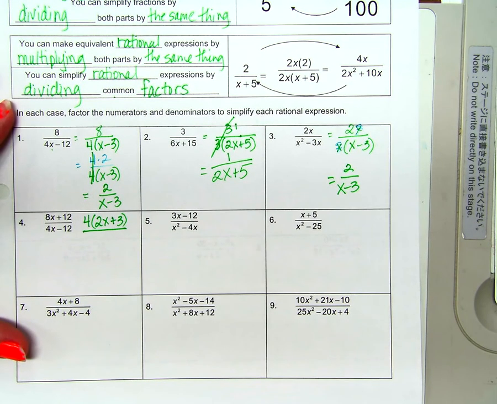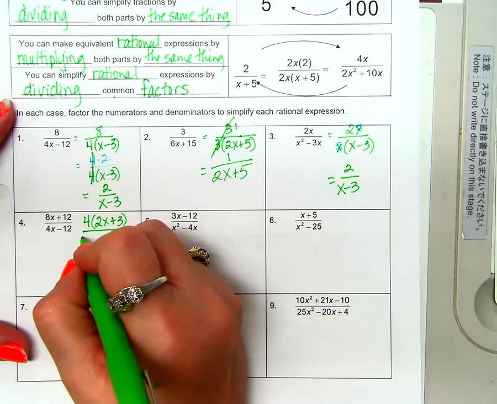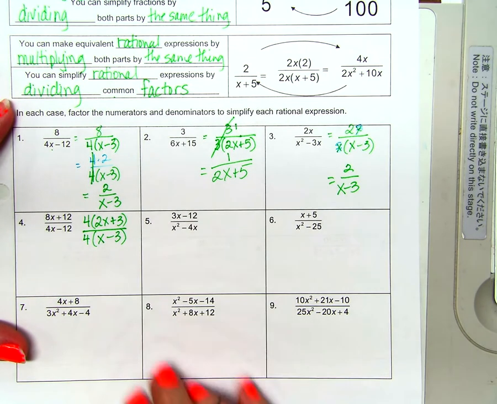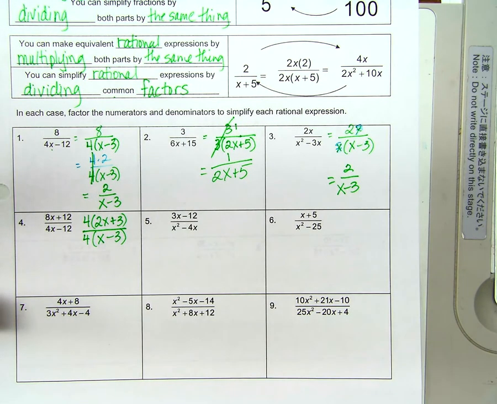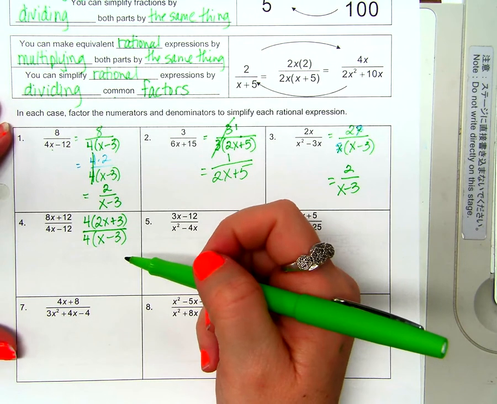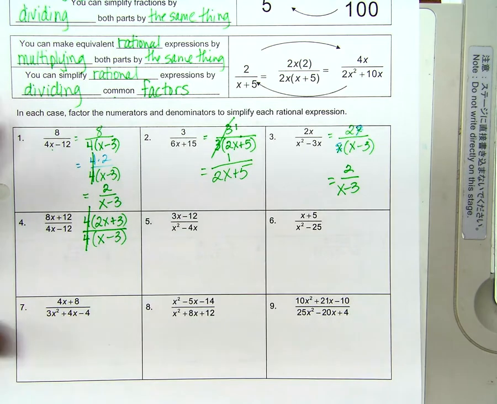Okay, what's left? What's common? Of 4, what's left? X minus 3. What can I cancel, if anything? The 4's and the 3's? And the x's? Why can't I do the 3's? They're inside the parentheses. They're not factors. What can I cancel out? Only the 4's.